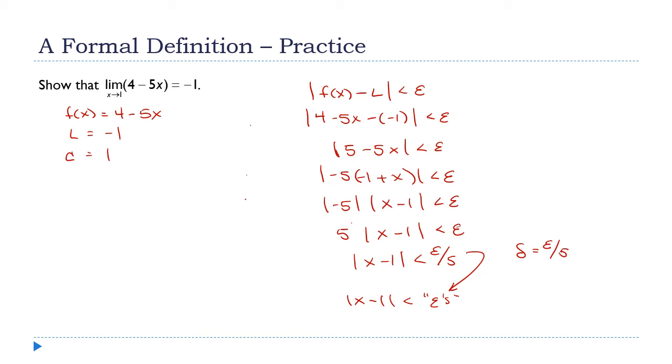Okay, so what do we see here now? What we're seeing is every number between 1 minus epsilon over 5 and 1 plus epsilon over 5 gets mapped into the interval between minus 1 minus epsilon and minus 1 plus epsilon. Okay, this is true, right?